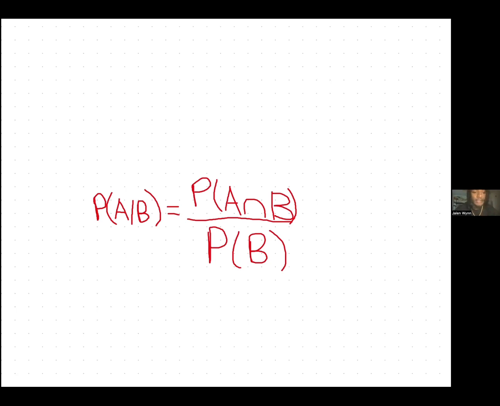So basically, this formula is saying: what are the possible ways event A and event B occurred, which is the numerator, divided by all the ways event B can occur, which is the denominator.